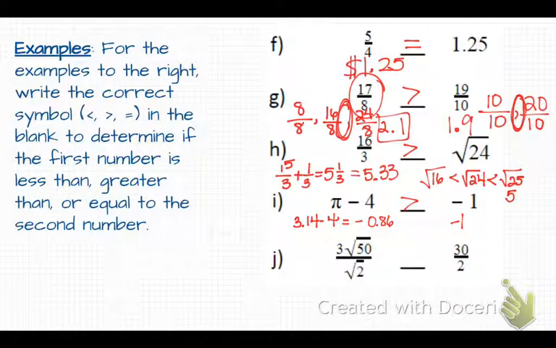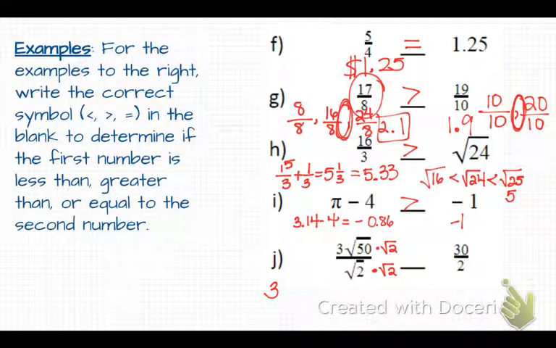Finally, I have J. 3 times the square root of 50 divided by the square root of 2. Okay, so what do I got to do? Can I have the square root in my denominator like that? I'm lost on this one. Multiply it. Right? I'm going to multiply. Remember, I can't have the square root like that in my denominator, can I? Yeah.